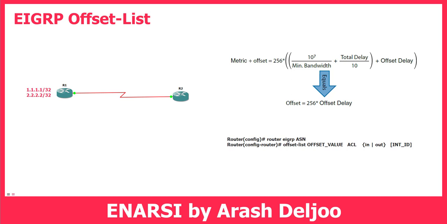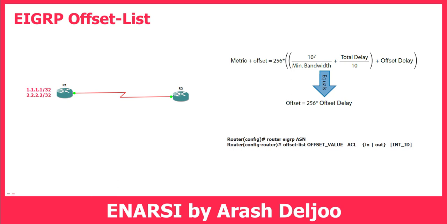EIGRP offset list. In this video, I'm going to talk about a feature of EIGRP. We call it the offset list. First, we should understand what the offset list is and how it works. After that, we can talk about the usage of the offset list.